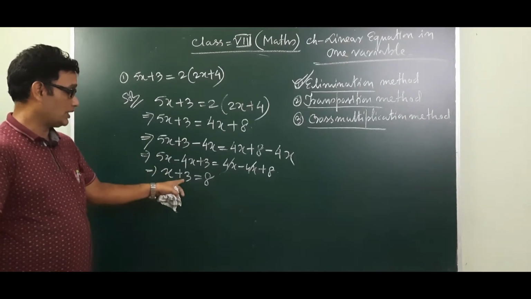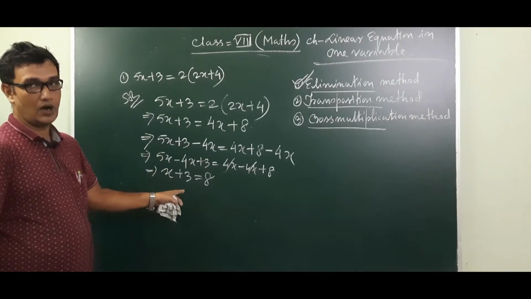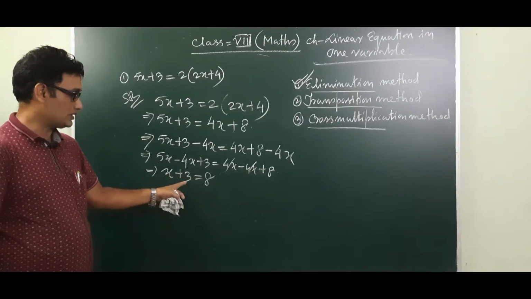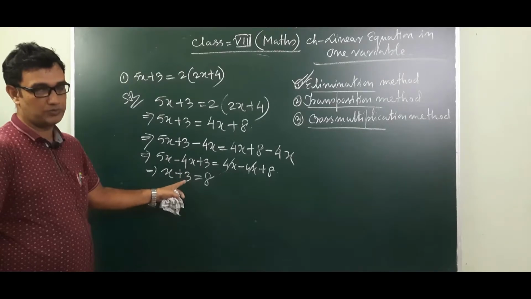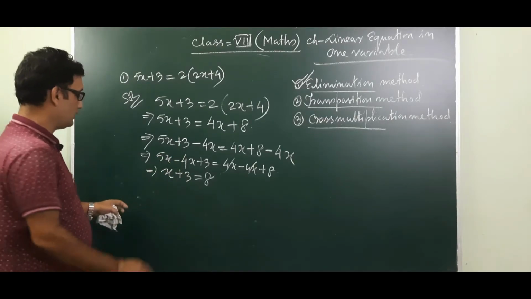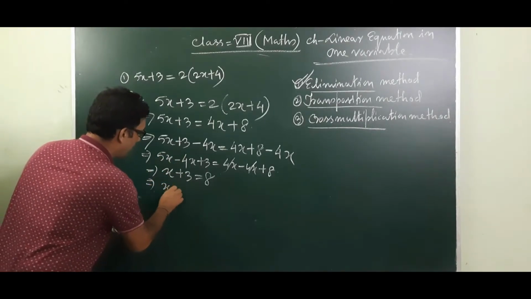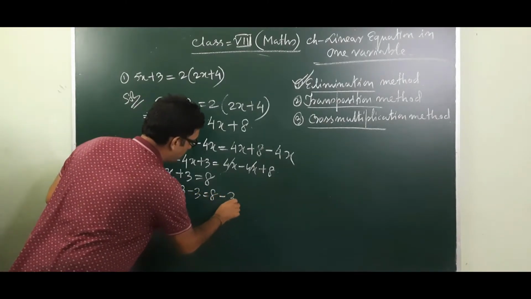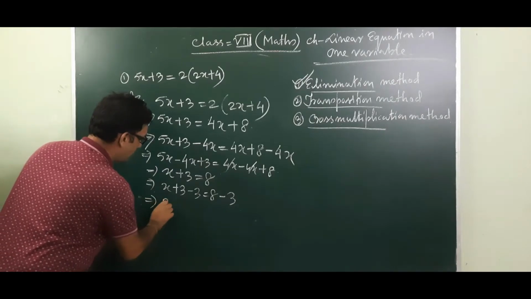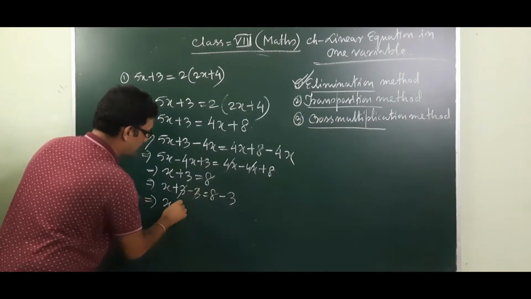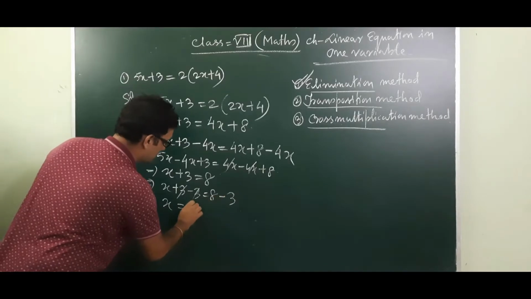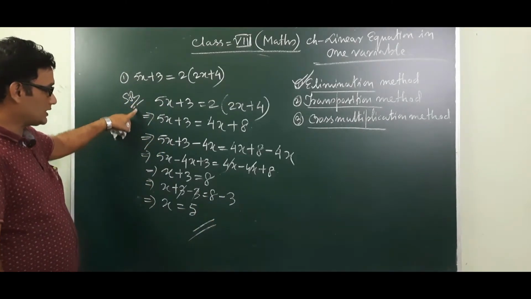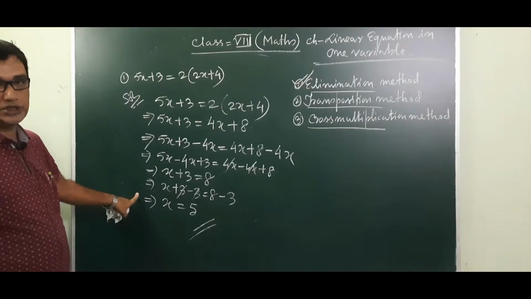Now you see here plus 3 is there. Our aim, we are going to find out the value of x. So plus 3 is there, means both sides we have to subtract 3 again. Next step, what we'll do? X plus 3, here minus 3, this side also minus 3. That means what? Plus 3 minus 3 cancel, 8 minus 3 means 5. Your answer is 5. So that's why this method is called elimination method.